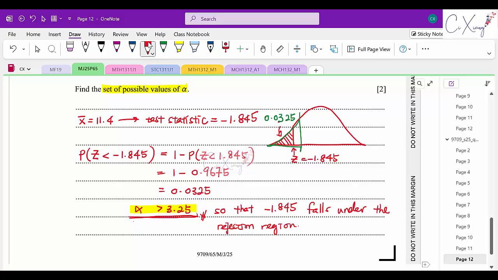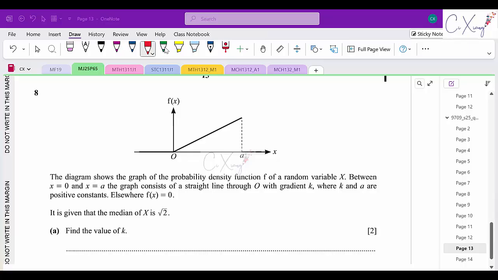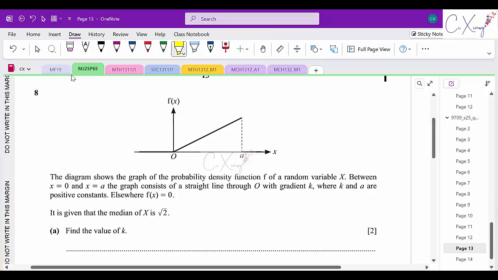Okay, so this is how we solve this question. The very last question for this paper shows a probability density function. It is a triangle from x equals 0 to x equals a. The graph consists of a straight line through O with a gradient k, where k and a are positive constants. So highlight the keyword positive constant. Elsewhere, f(x) equals 0. It is given that the median of x is √2. Find the value of k.